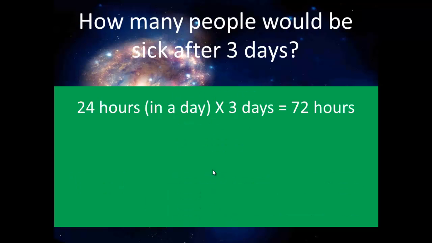So how many people would be sick after 3 days? We have to change our units of days into hours, so we can be consistent throughout our whole problem. Since there are 24 hours in a day, and we're trying to find the number of hours in 3 days, we multiply 24 times 3 and we get 72 hours. We can plug that into our equation. y equals 10 times 2.2 to the power of 72, because 72 is taking the place of x, and x represents hours.